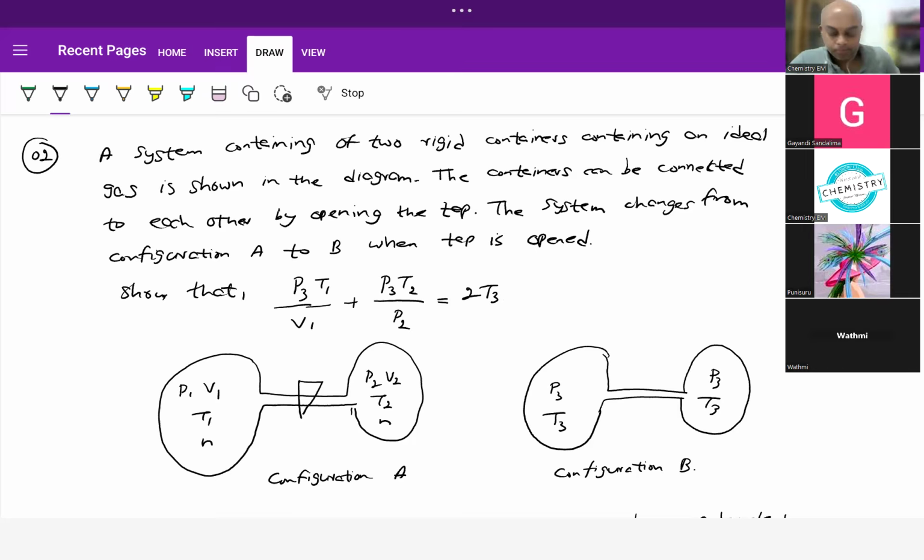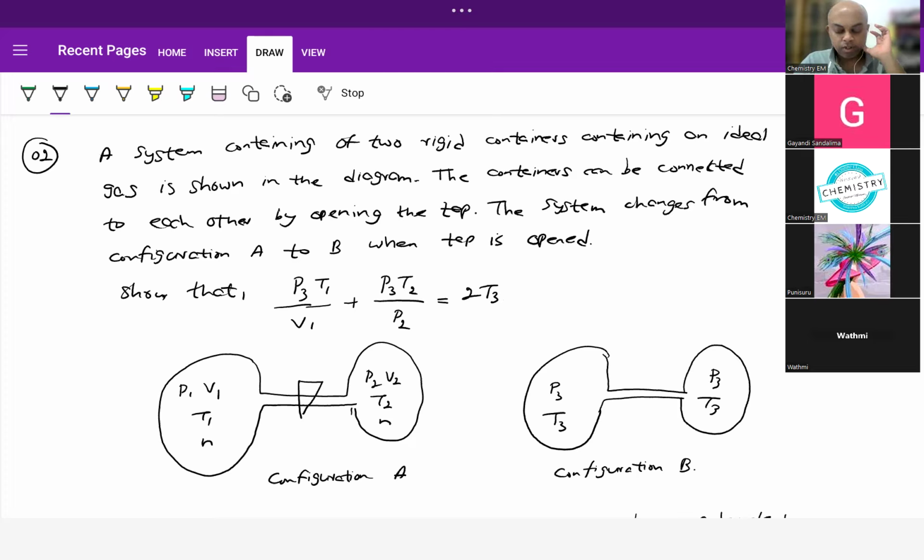Right, let's do the question. Okay. Now let's try to understand this question. A system containing two rigid containers containing an ideal gas. Now that is given, ideal gas. No need to worry about what is the ideal gas because nothing is mentioned about that part. It is shown in the diagram. The containers can be connected to each other by opening the tap. There is a tap, right?